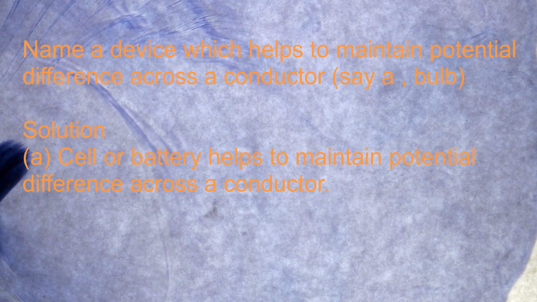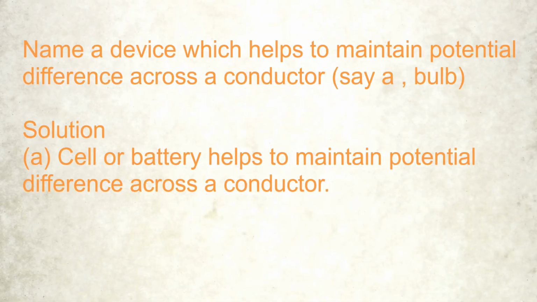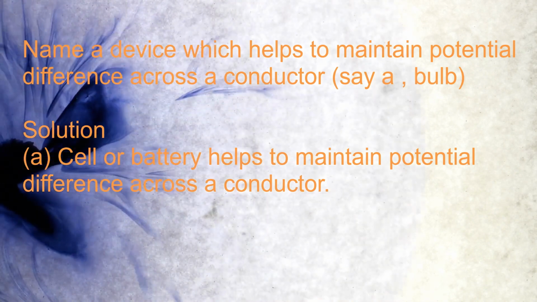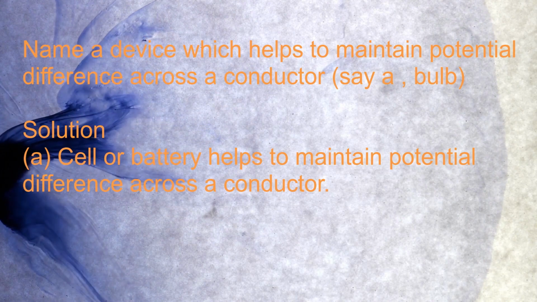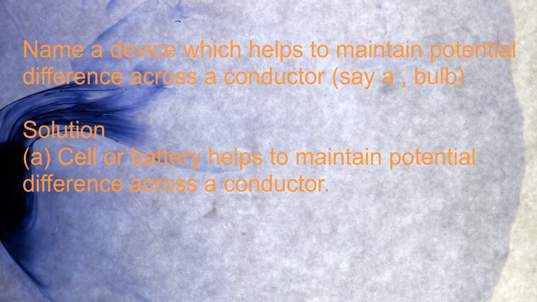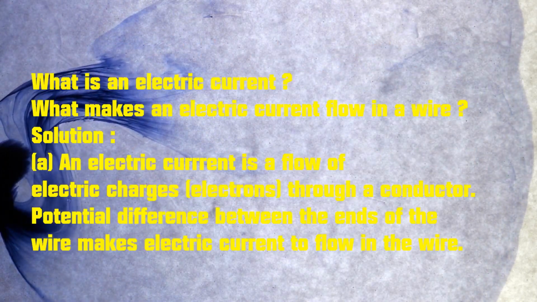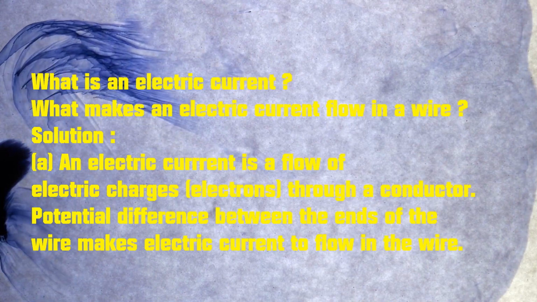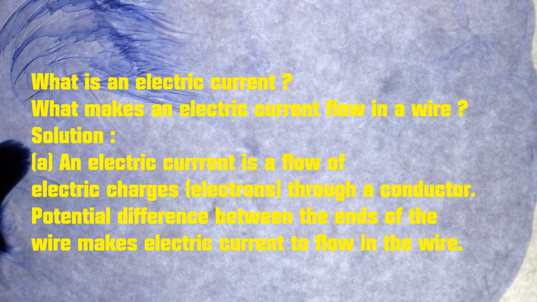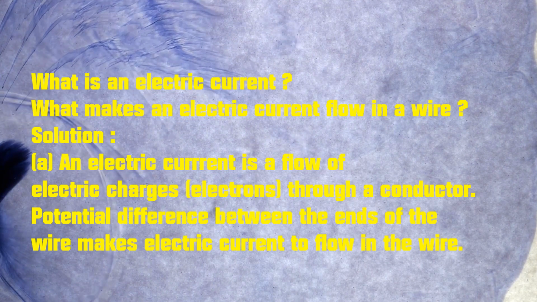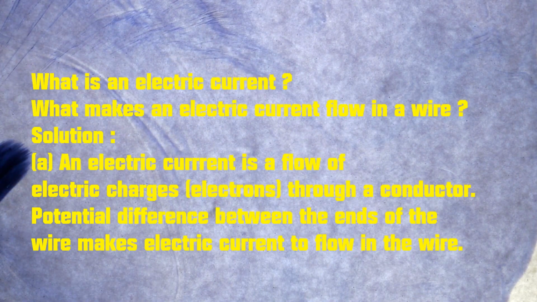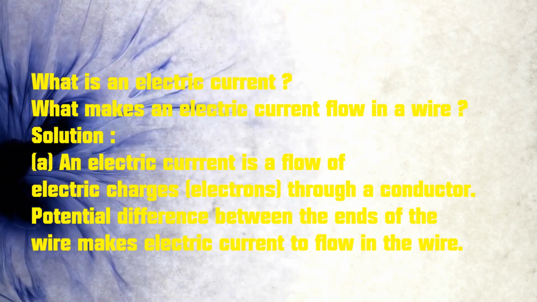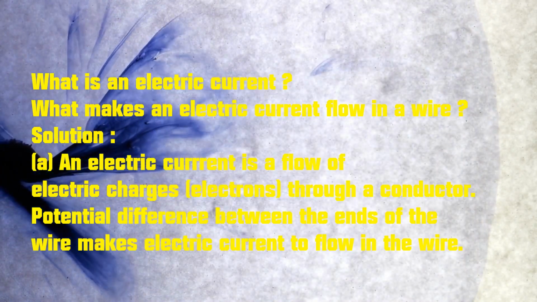A. Name a device which helps to maintain potential difference across a conductor, say, a bulb. Solution: A. A cell or battery helps to maintain potential difference across a conductor. A. What is an electric current? What makes an electric current flow in a wire? Solution: A. An electric current is a flow of electric charges, electrons, through a conductor. Potential difference between the ends of the wire makes electric current flow in the wire.